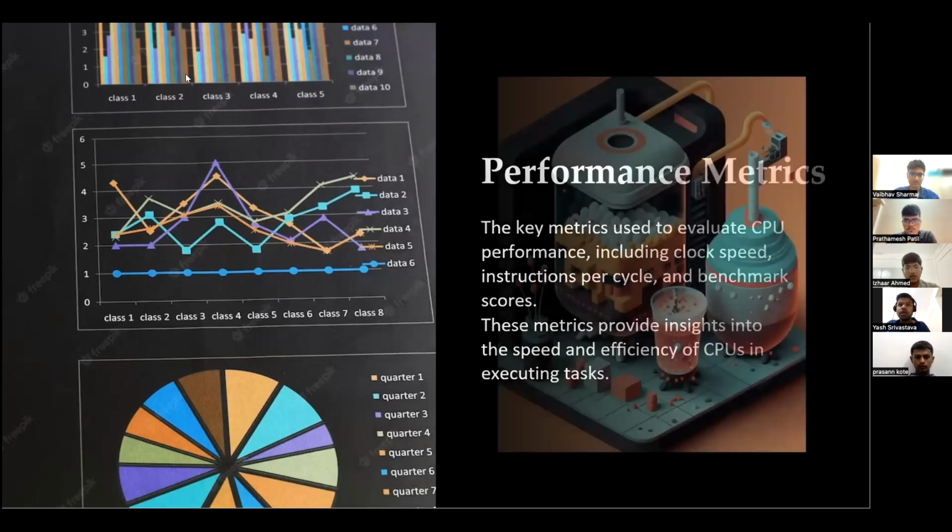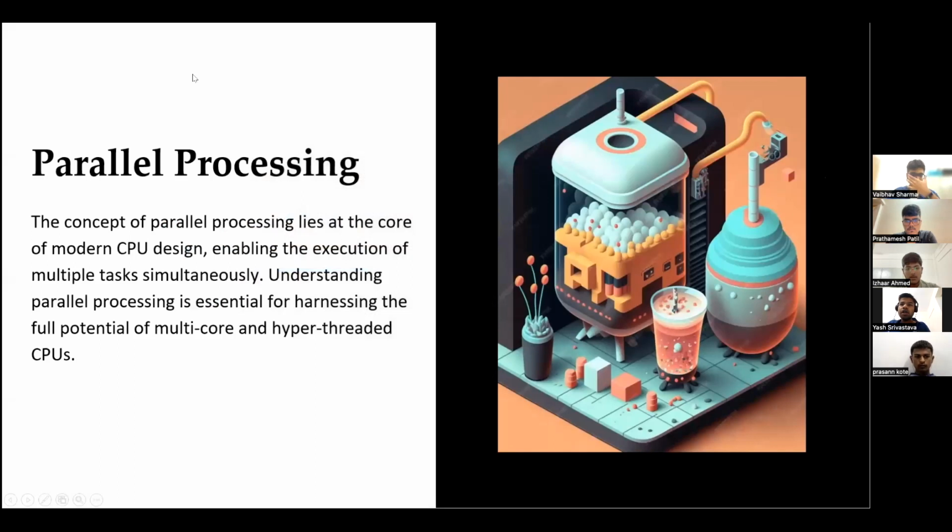Parallel processing. The concept of parallel processing lies at the core of modern CPU design, enabling the execution of multiple tasks simultaneously. Understanding parallel processing is essential for harnessing the full potential of multi-core and hyper-threaded CPUs.